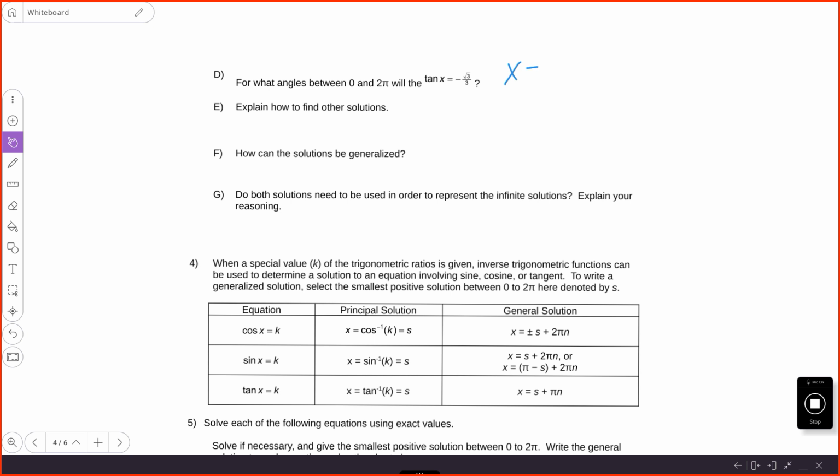Now, I will say this. For tangent, we only need one. That's the only one you need. But because we already said that it's quadrant 2 and quadrant 4, let's go ahead and find quadrant 4. So if I go all the way around again, that means this is 2 pi, which is 12 pi over 6. So if I back up to quadrant 4, it's 11 pi over 6.